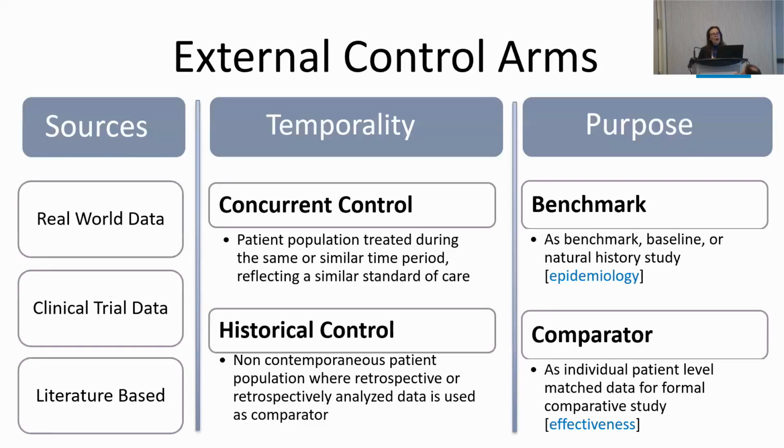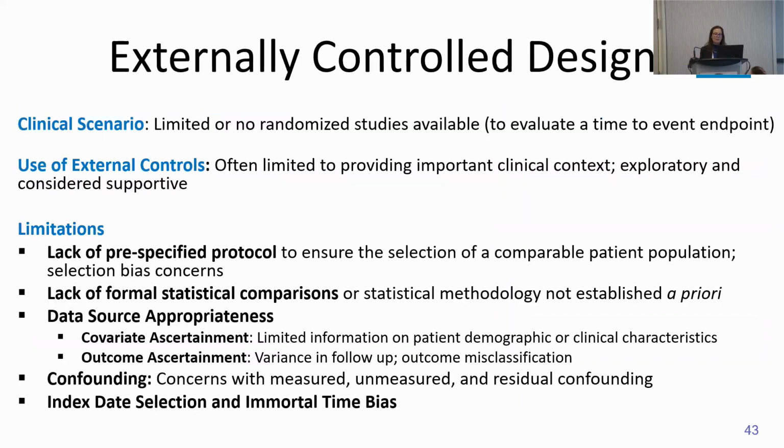You can comprise externally controlled trials through a variety of means. There are different sources. Real world data is one of them, which is why we're talking about it here, but you can also use clinical trial data or literature-based approaches. From a temporality aspect, you can have a concurrent or a historical control. And the purpose is typically one of two items: as a benchmark, as a natural history or classic epidemiology study, or as a comparator, which typically would require individual patient level data, and the focus is on effectiveness.